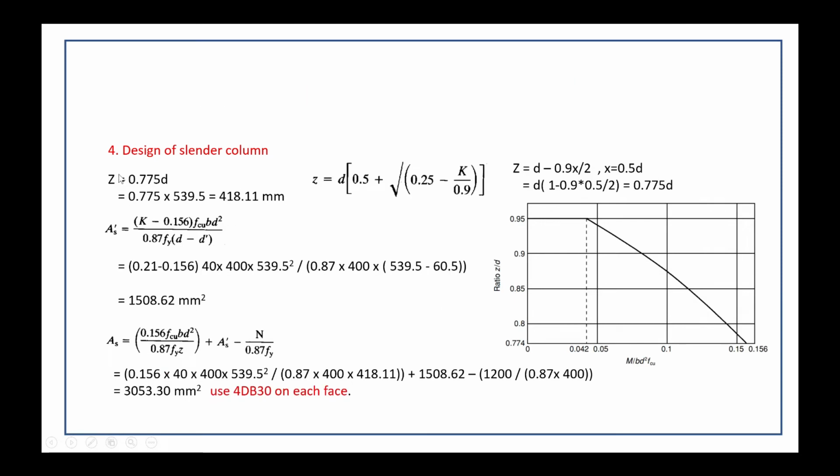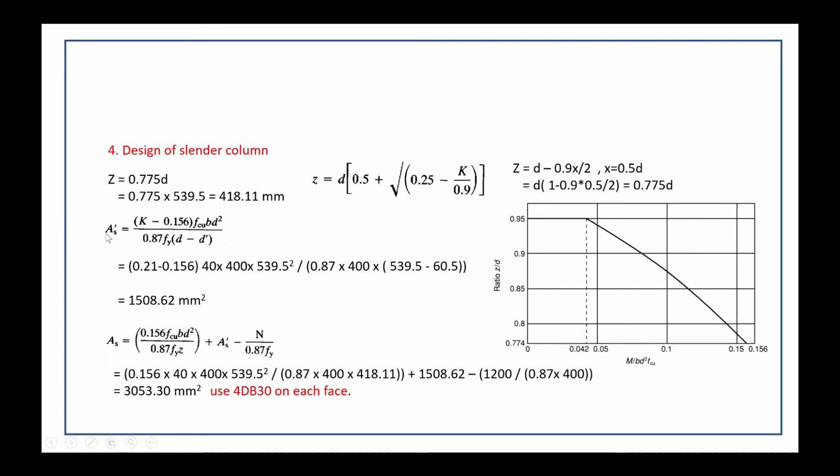We calculate the lever arm z, which is equal to 0.775 d. For a more accurate result, you can use the formula to calculate z, and we simplify it: z is equal to 0.775 d. You can check the formula, and K' of 0.156 corresponds with the 0.775. So we use this z for simplification in our design. For a more accurate result, you can use the formula to calculate the value of z.